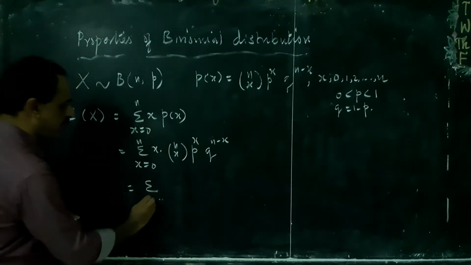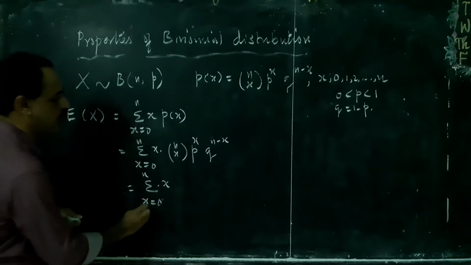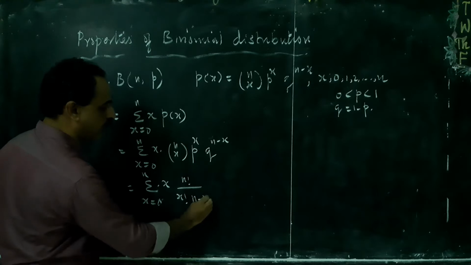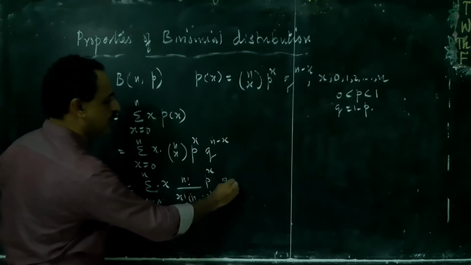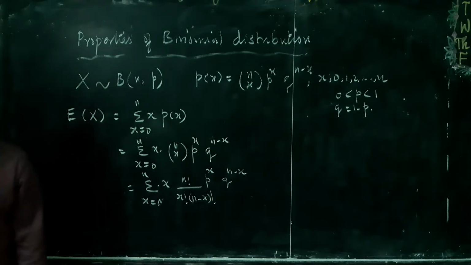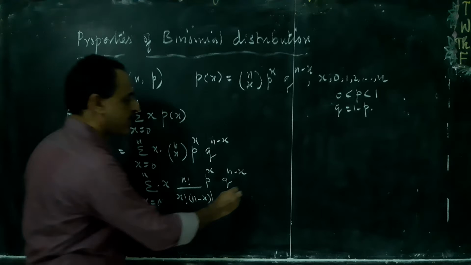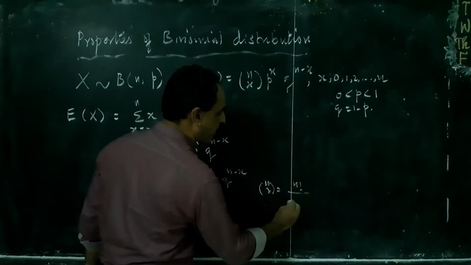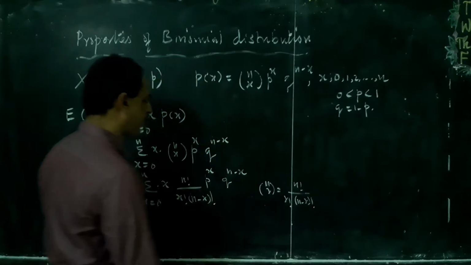Now this can be written as summation x equals 0 to n of x into n factorial by x factorial into (n minus x) factorial, p^x q^(n-x). This is by expressing the combination nCx using factorial terms. We have a result nCr equals n factorial by r factorial into (n minus r) factorial.